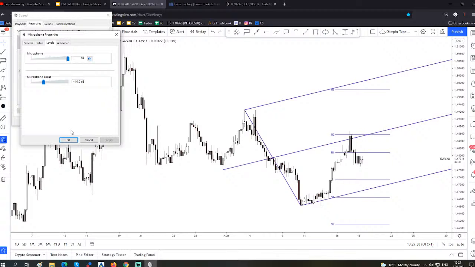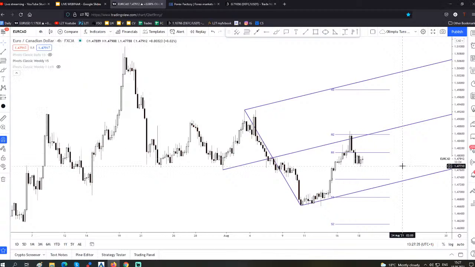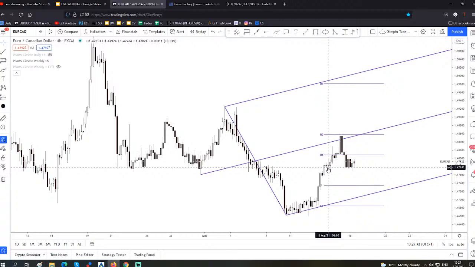Okay, so euro versus the Canadian dollar, we had a trade here, a long setup, a long opportunity, a long position here in euro versus the Canadian dollar.